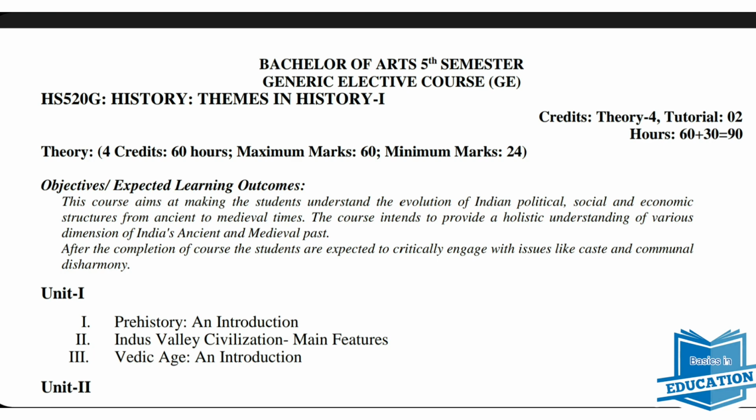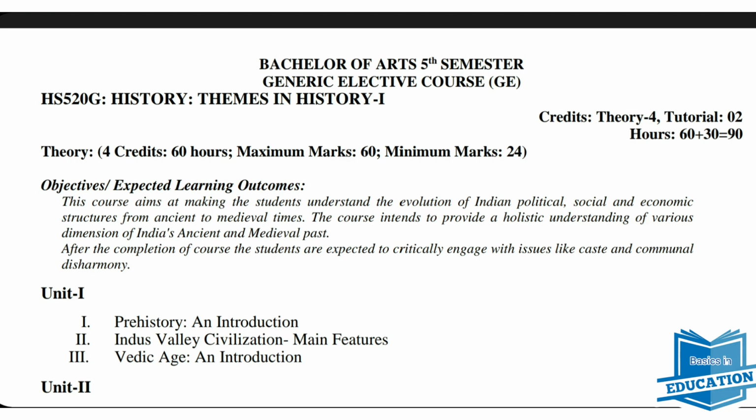Bachelor of Arts 5th semester Generic Elective Course History, Themes in History Part First, HS520G. So you have 6 credits: 4 theory, 2 tutorial. 60 marks plus 30 marks is equal to 90 marks. So theory 4 credits, maximum marks 60, minimum marks 24.